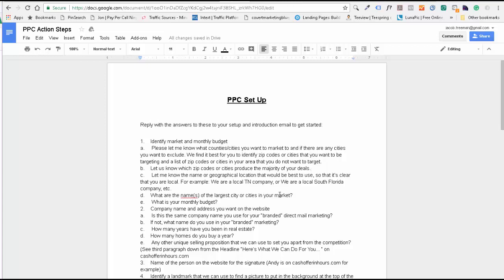What are the names of the largest cities within your market? What is your monthly budget? This goes back to what we talked about before, but if we're targeting 500,000 people, a good rule of thumb is that we need about $2,500 of AdWords budget to target those people and get your ads to show up the whole month. So if we're targeting 1 million people, we probably need about 5,000 for a monthly budget.